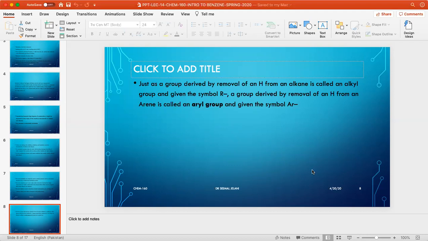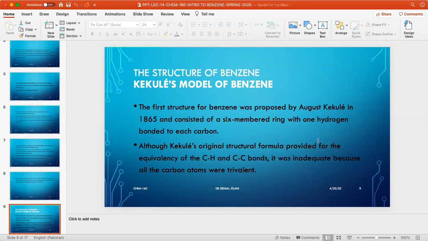Similarly, if we remove one hydrogen from benzene, it is converted into a group which is called an aryl group, and the symbol is Ar. For alkanes, methyl हो गया, ethyl हो गया, propyl हो गया, इनके लिए हम use करते हैं capital R. R is the letter used for the alkyl groups. So Ar is used for the aryl groups. Next, the structure of benzene.